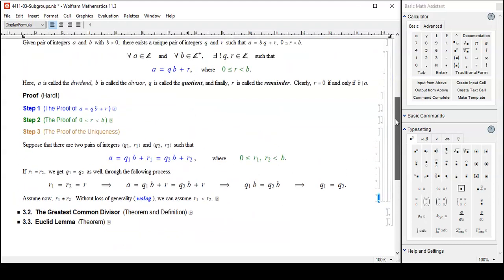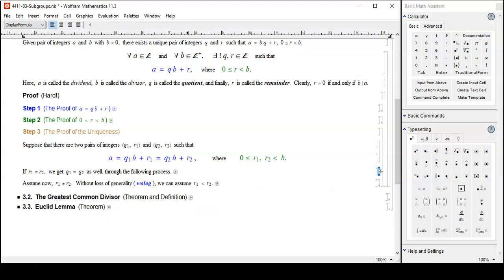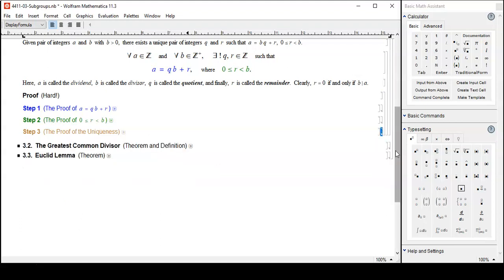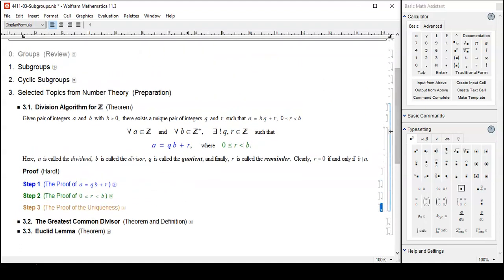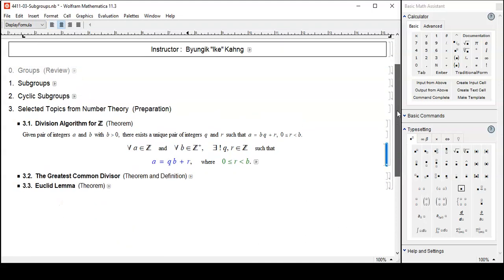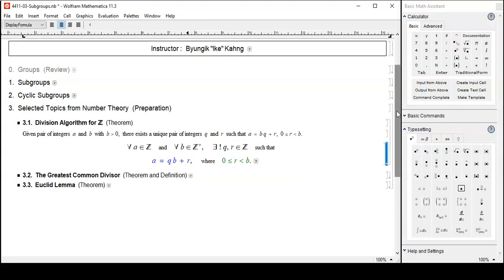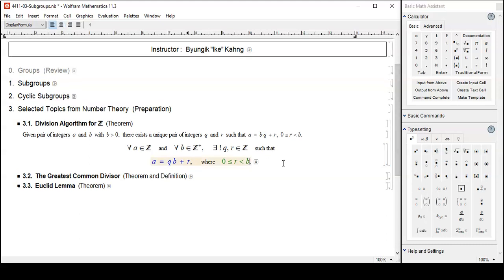So R1 and R2 cannot be different. They must be the same. If they are the same, then Q1 and Q2 are the same as well. Therefore, even if we have two pairs, Q1 R1 and Q2 R2, they are the same. And there goes the uniqueness. Quotient and remainder, Q and R, not only exist with these properties, blue and green, but they are unique. That completes the proof of the division algorithm.